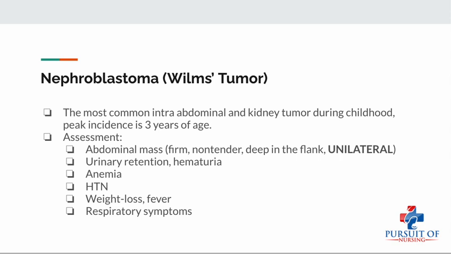So definitely know the difference between nephroblastoma and neuroblastoma. So nephroblastoma, or Wilms tumor, the main thing that's going to differentiate it is that it's unilateral, whereas your neuroblastoma is going to cross the midline. So just keep that in mind. So with the nephroblastoma, it's the most common intra-abdominal and kidney tumor during childhood. Its peak incidence is about 3 years of age. So on assessment, there's going to be a unilateral abdominal mass. They may have urinary retention or hematuria.